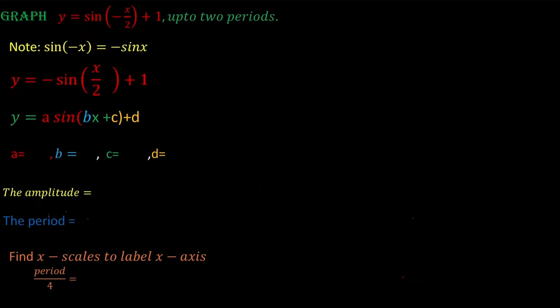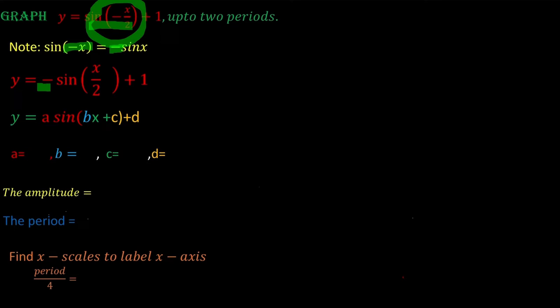Okay, our objective is simply to graph y equals negative sine x over 2. Notice that when we have a negative angle, all we have to do is take the negative outside. So that's what we are going to do. We have a negative angle right here, so we're going to factor out the negative outside, and write it down: negative sine x over 2 plus 1.